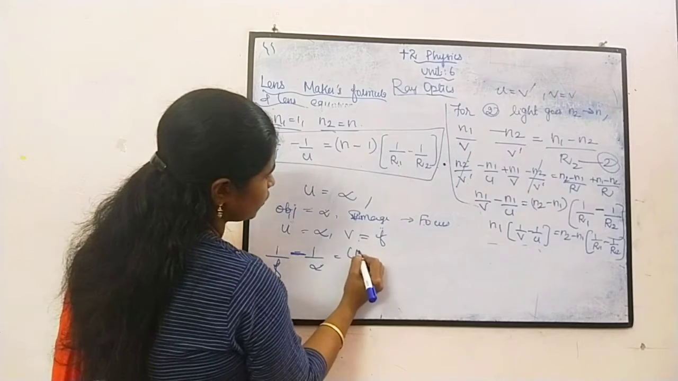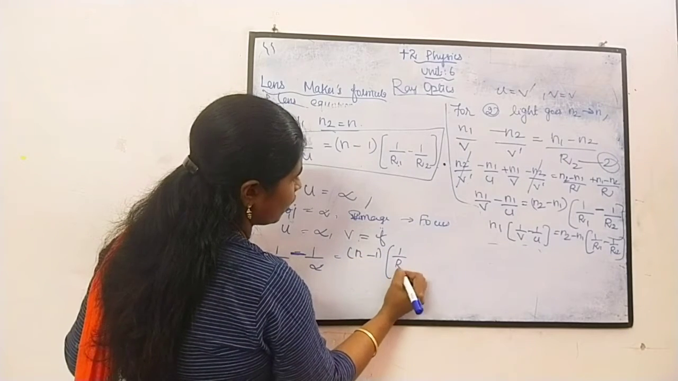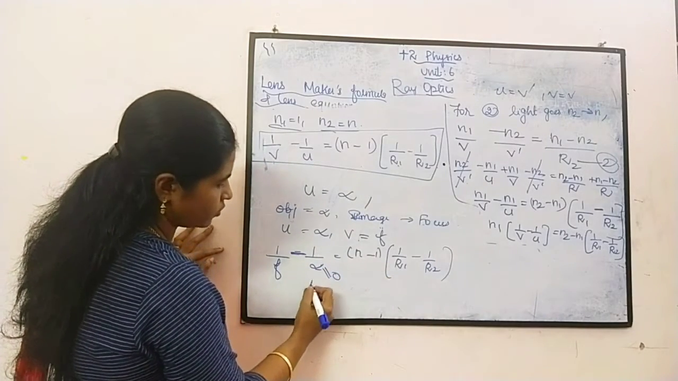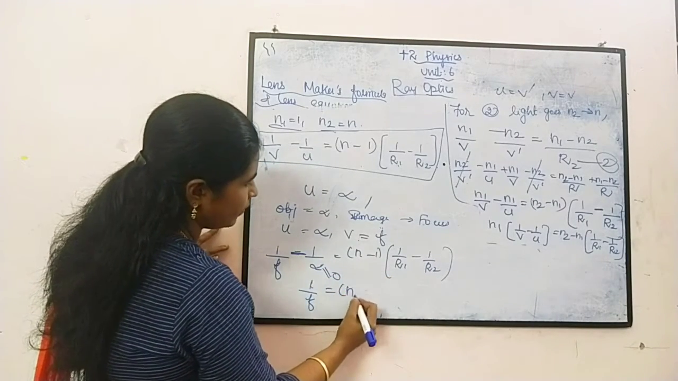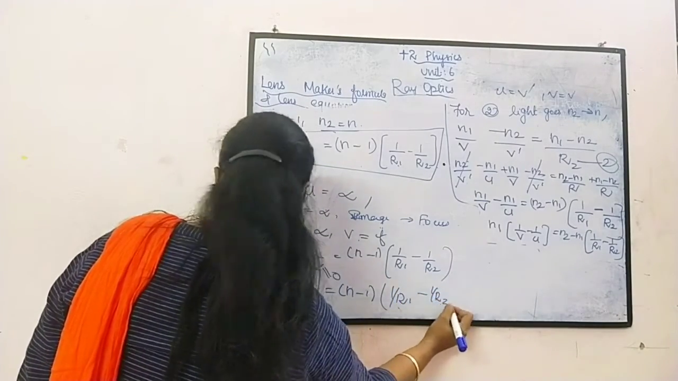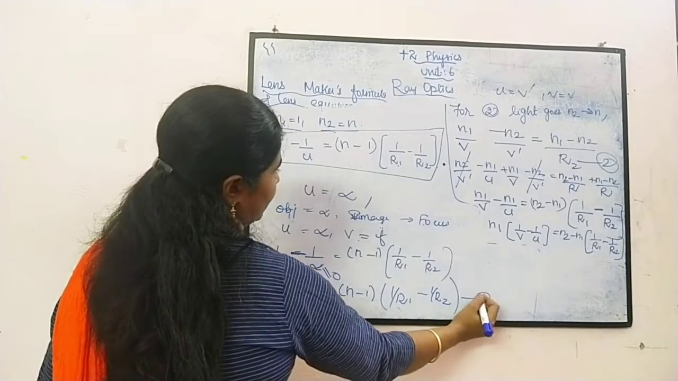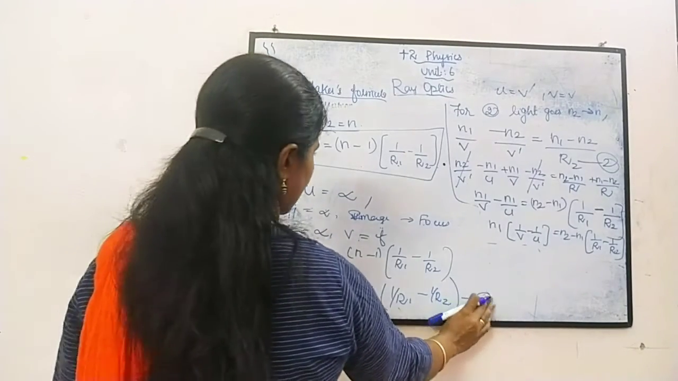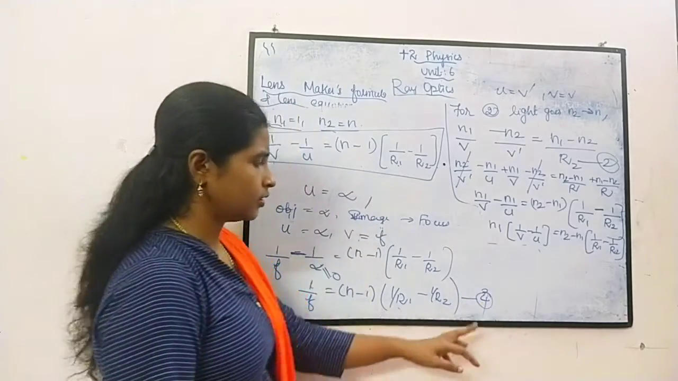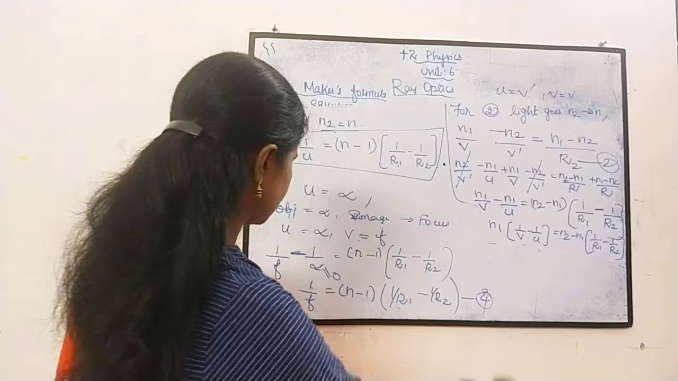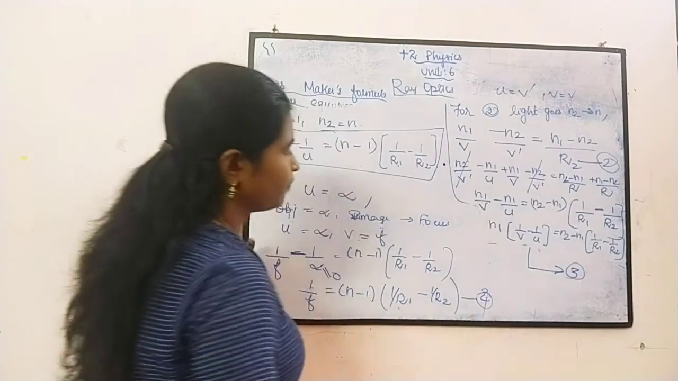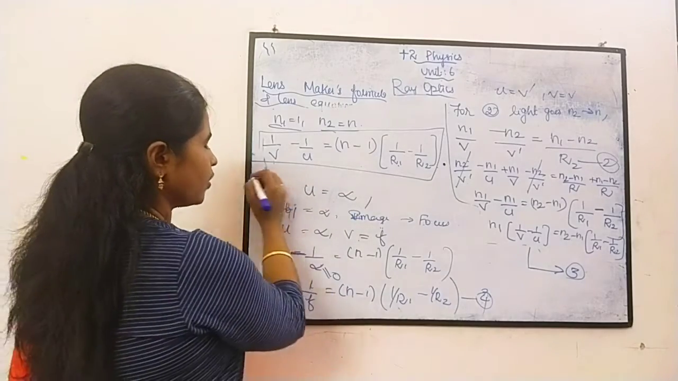That is equal to n minus 1 into 1 by r1 minus 1 by r2. So what is 1 by infinity? 0. So 1 by f is equal to n minus 1 into 1 by r1 minus 1 by r2. Let us take this as equation 4 and the earlier one as equation 3. Clear? இது வரைக்கும் புரிஞ்சிச்சுல? இது வந்து ஒரு ஸ்பெஷல் கேஸ்.